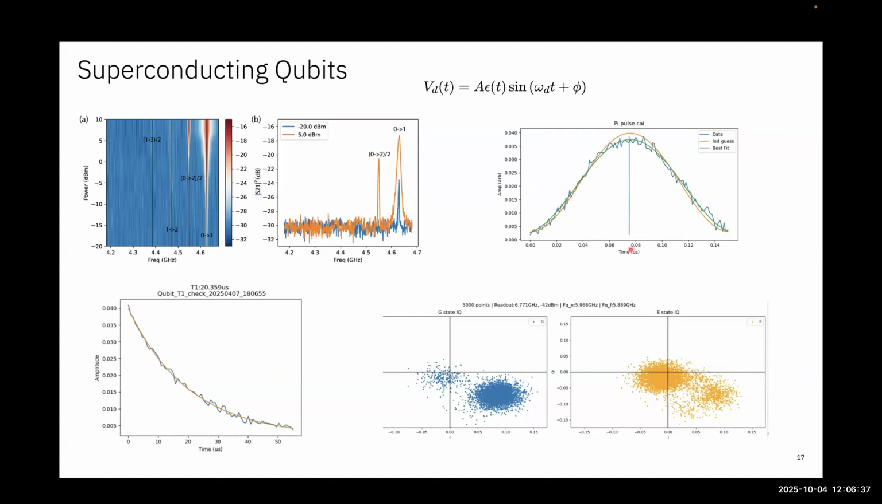And see at what time I need to apply this signal of a frequency and amplitude to take my qubit from the ground state, the lowest IQ point that you get, to the excited state. Now you extract this time, and now you have what your pi pulse is. So that is exactly how you get your X gate.